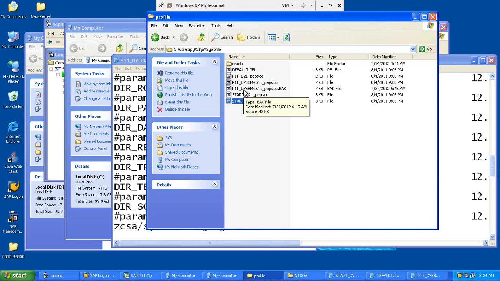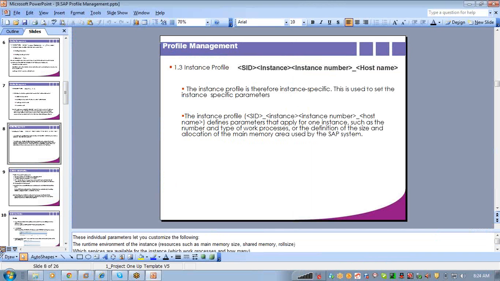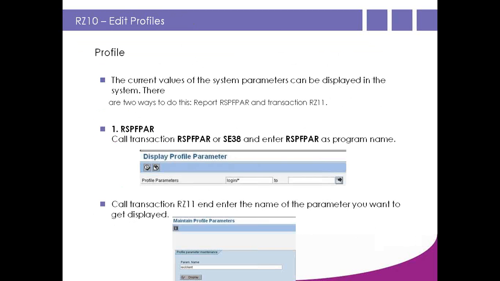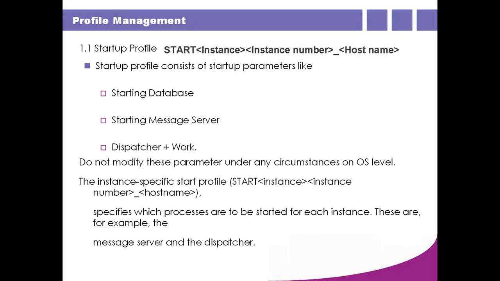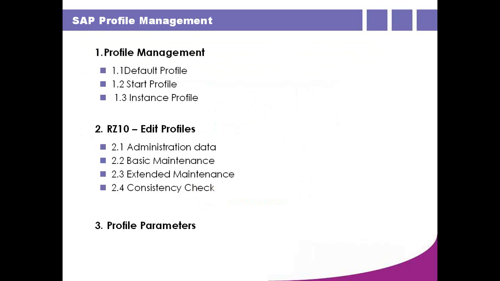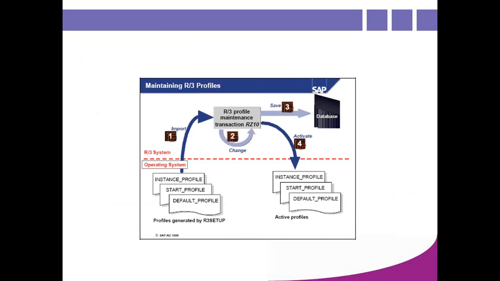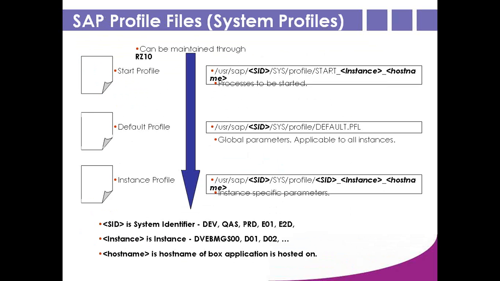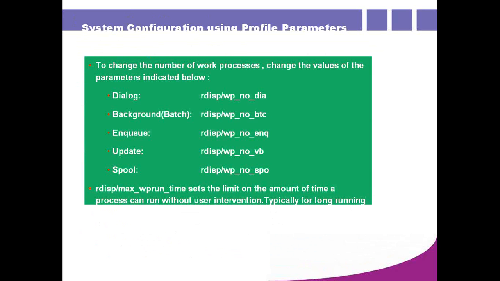The profile maintenance can be done using two ways. One is OS level, second is from SAP level. OS level, obviously you know this, by opening with Notepad and you can change. In SAP level, we can change using the transaction codes RZ10 and RZ11. So before going to that, one more slide I am sharing. After that, I will tell about this.